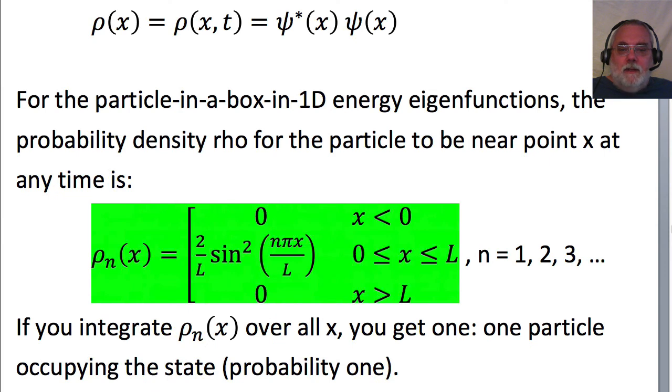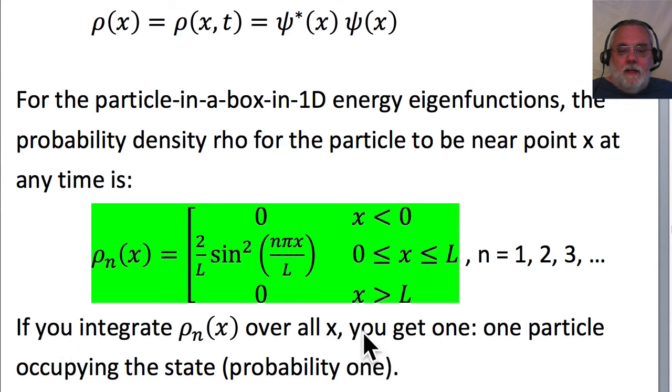For the particle in a box in one dimension, we already covered the energy eigenfunctions, so we can calculate the probability density rho for the particle to be near point x at any time. So rho sub n for quantum number n is a function of x, and it is 0 for all space to the left of the left hard wall, 0 for all of space to the right of the right hard wall, and between the hard walls it is 2 over L sine squared n pi x over L, where n ranges from 1, 2, 3 up to plus infinity.